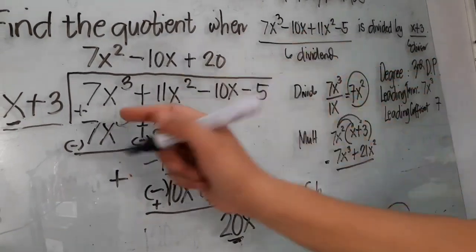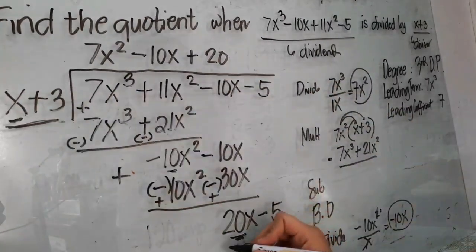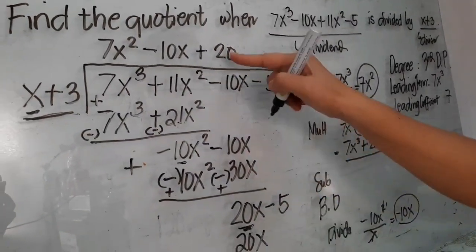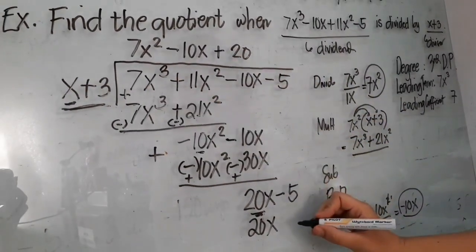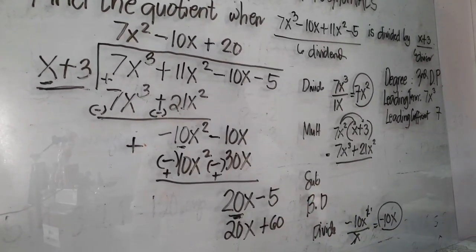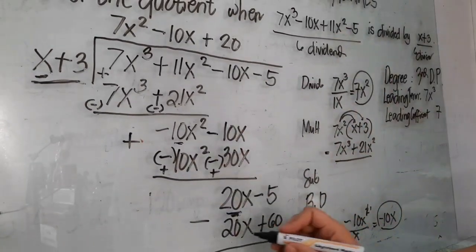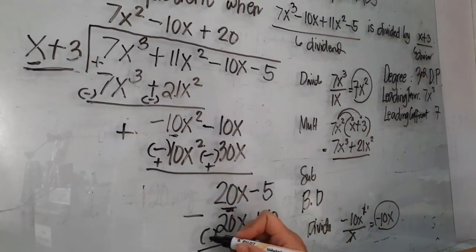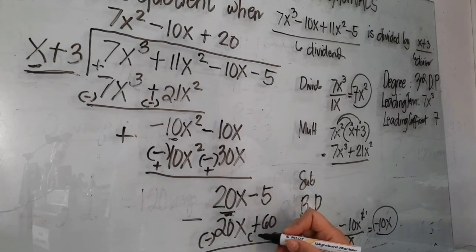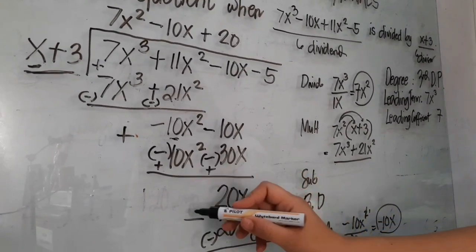20 now will be multiplied to the divisor. So, 20 times x will become 20x. 20 times 3 will give you plus 60. Are you following? Let's continue. We can now subtract. You change the sign here. This will become negative. This will become negative. So, this 20 here, proceed to the rule of addition.